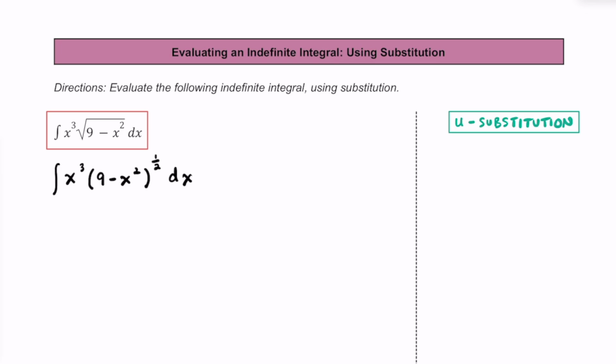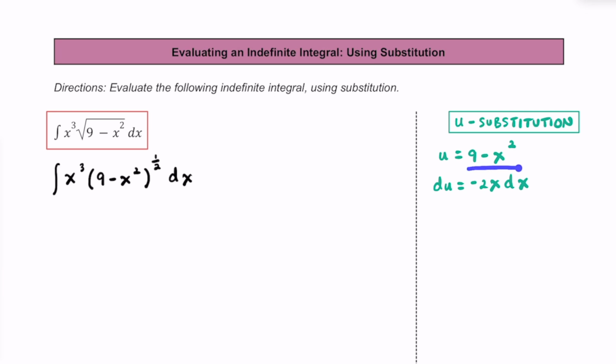All right, so now for some u-substitution. Let's look at this expression of 9 minus x squared. Let's say that that's going to be u. So I'm going to say u is equal to this 9 minus x squared expression. Now if that's the case, if we take the derivative of u, or du, then that would just be equal to negative 2x dx.